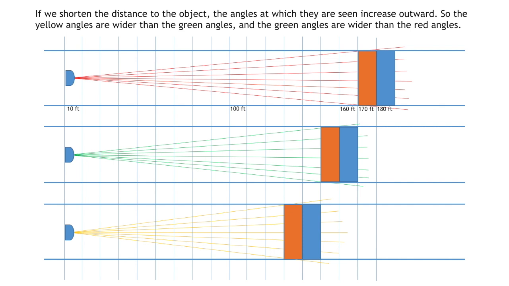We will make our paint stripes within this corridor roughly 10 foot in width going down the corridor. So again, you can see how the yellow angles are slightly wider than the green, and the green are slightly wider than the red. And again, these are the light rays that are entering your eye from this object.